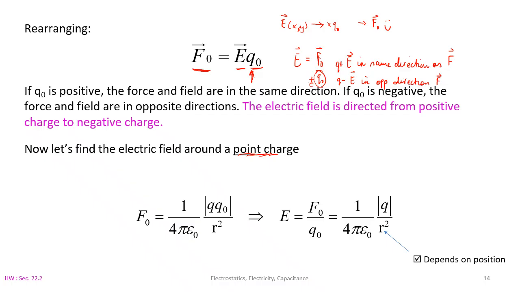on a test charge near a point charge, so let's say this is our source point charge, and this is our test charge. So the force on the test charge is going to be 1 over 4 pi epsilon naught times the product of the source and test charges divided by r squared.